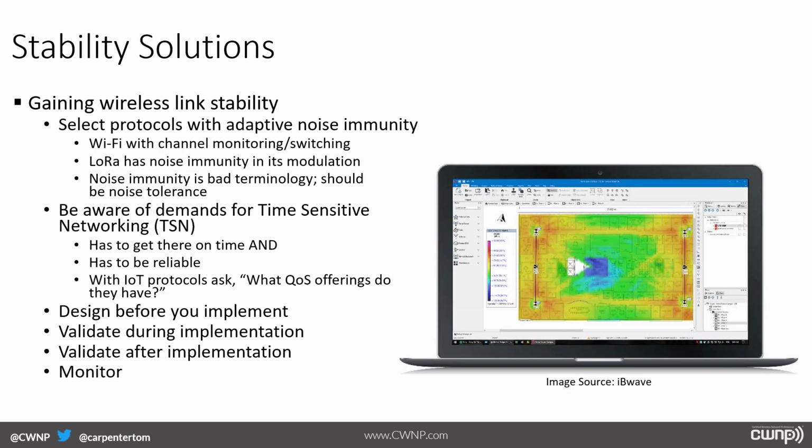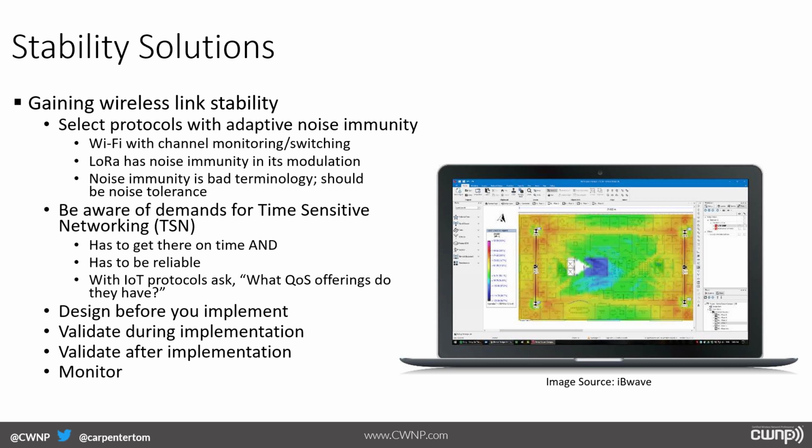Gaining wireless link stability. Select protocols with adaptive noise immunity. I don't really like that phraseology, but let's talk about it. So with Wi-Fi, for example, if you are using Wi-Fi in industrial wireless, then you probably want channel monitoring and switching, some centralized system that is monitoring for problematic symptoms, like a lot of retries in the channel, and then can switch to different channels.